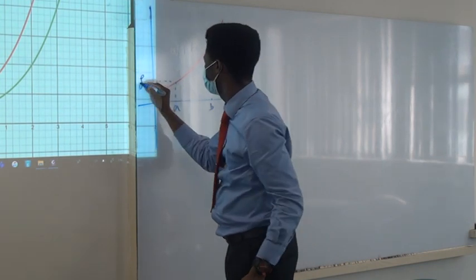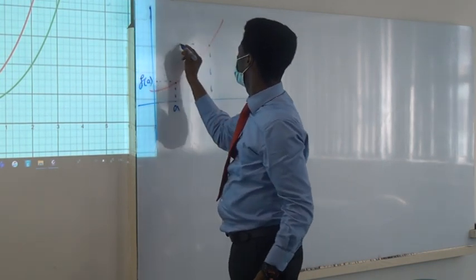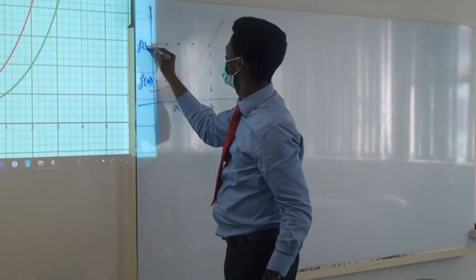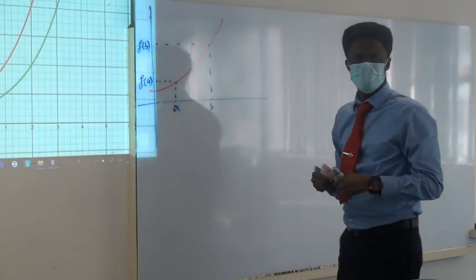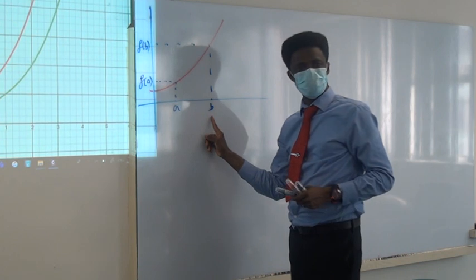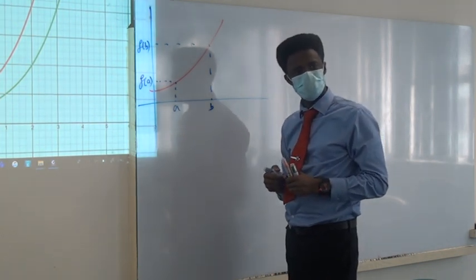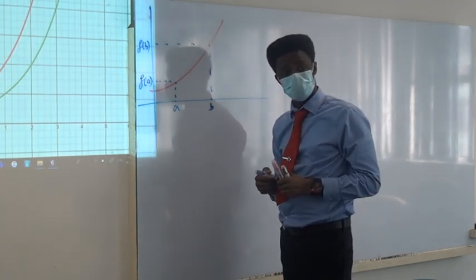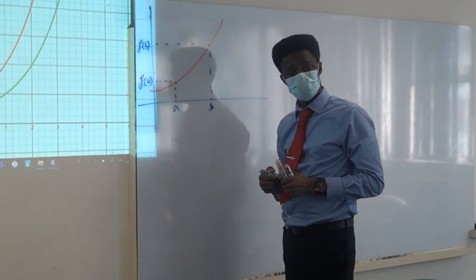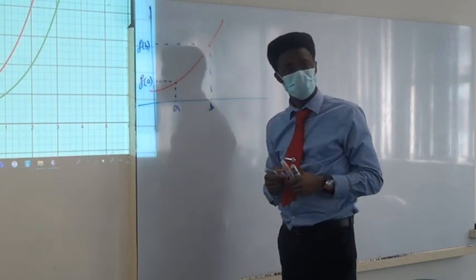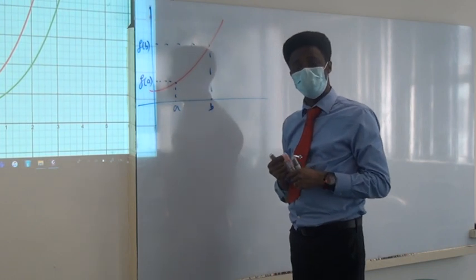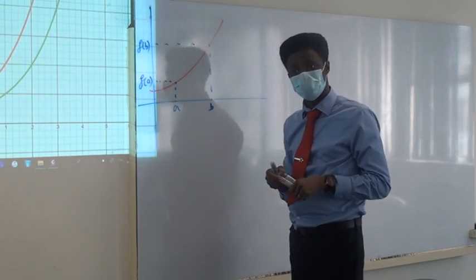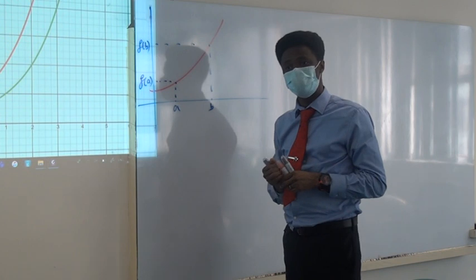f of A. And this is f of B. If A is greater than B, is f of A greater than f of B? Yeah. For this one, it is. I'm just asking you to tell me what you see. When A is greater than B, is f of A greater than f of B? Yes. That tells you you have an increasing function.